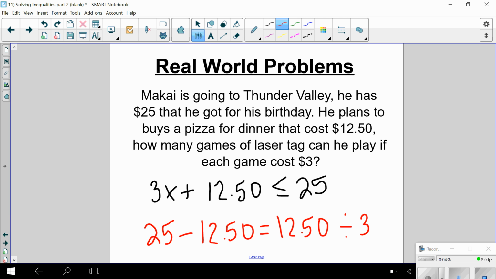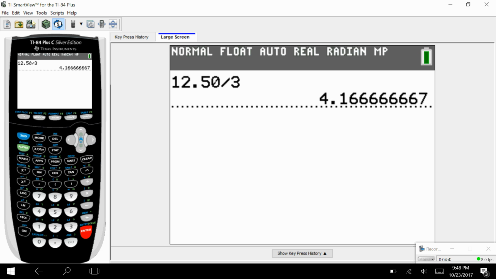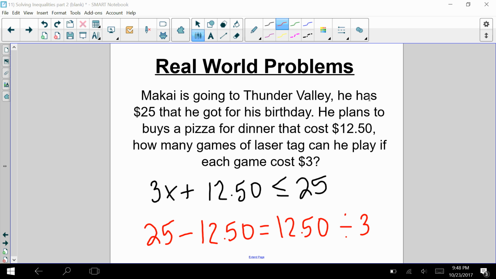I'm going to go ahead and use the calculator for this one. So $12.50 divided by 3 gives me 4.16 repeating. That means at most he can play 4 games of laser tag.